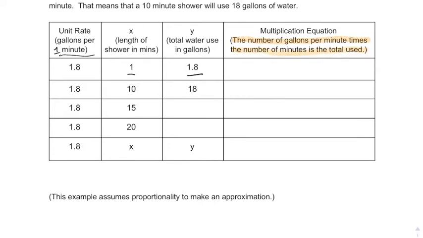And that makes sense to us. If something is happening in 1 minute, then after 2 minutes, it's going to be twice as much, 3 minutes, 3 times as much, 10 minutes, 10 times as much. So 18 is 10 times 1 and 8/10. So we've got that first equation written. We've got 1 and 8/10 is equal to 1 times 1 and 8/10.